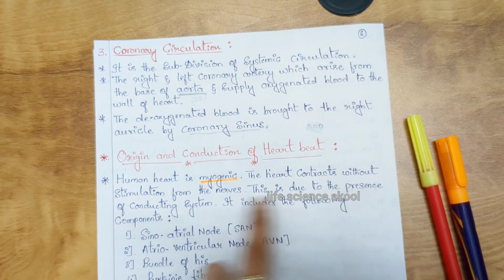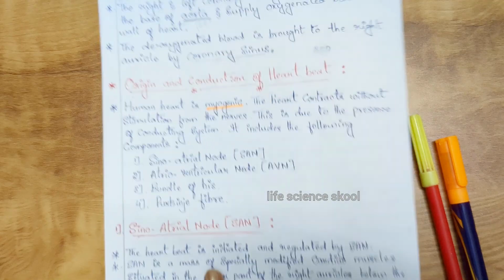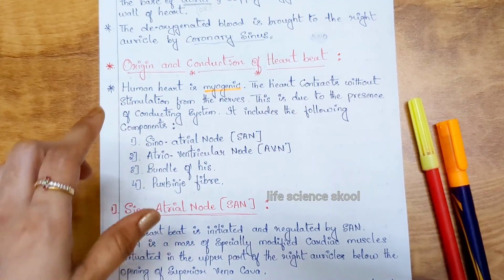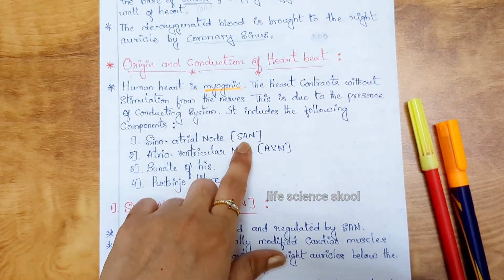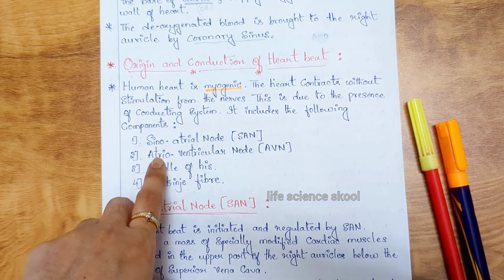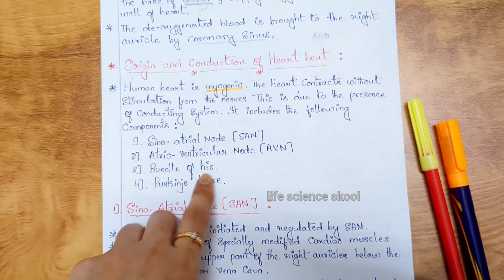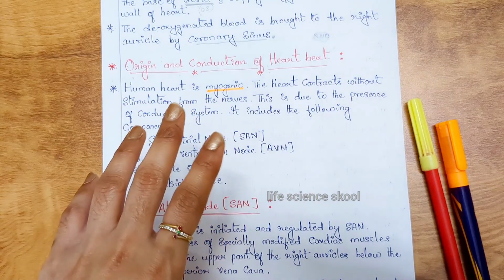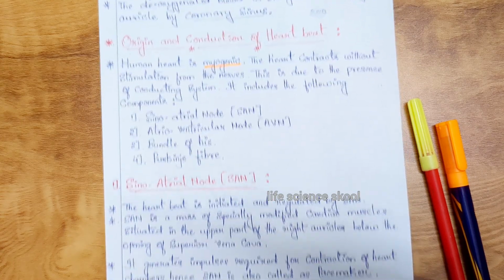This is due to the presence of the conducting system, and it includes the following components. First one, Sinoatrial node, that is SAN. Second one, Atrioventricular node, AVN. Third one, bundle of His. Fourth one, Purkinje fibers. Please do concentrate. These are important ones, and I have kept it in a very simple manner to make you understand. So let's begin with the first one.